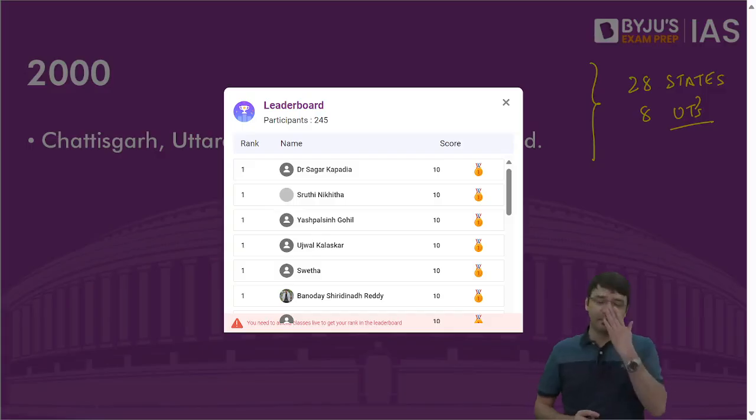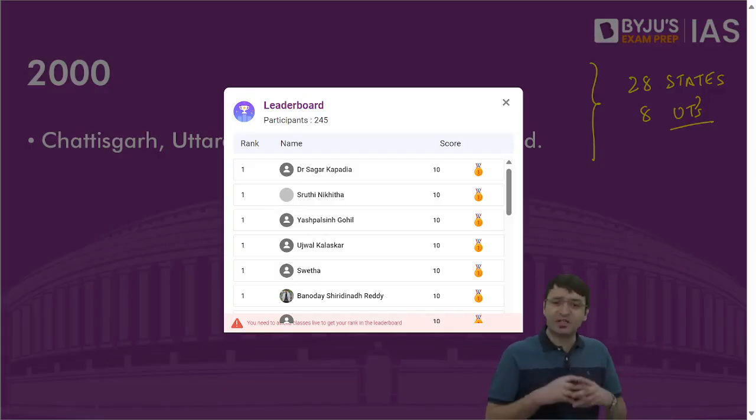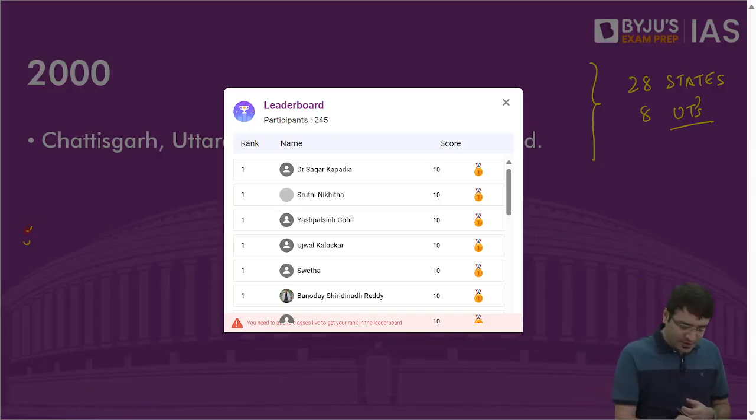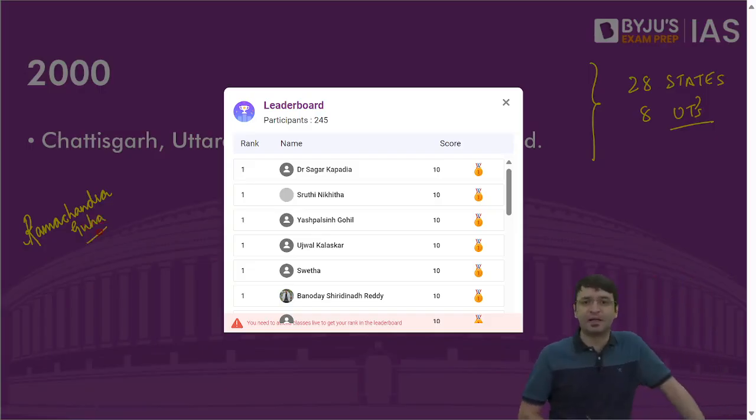Was it better? Was it good? Was it beneficial to create states in the name of language? Ramachandra Guha, historian, writes in his book India After Gandhi that it was a good decision to create states in the name of language, and it has held this country united and together.